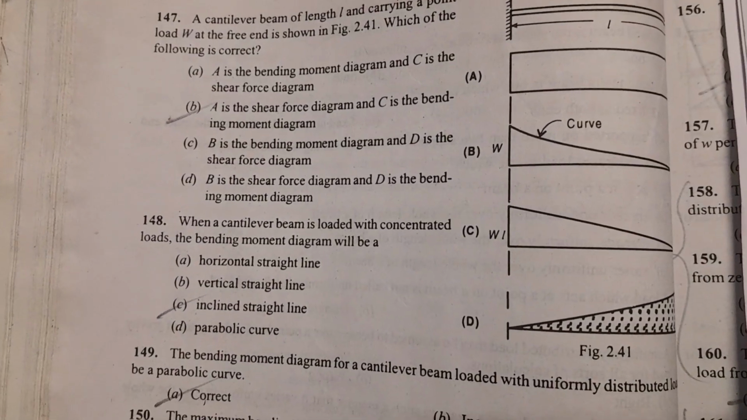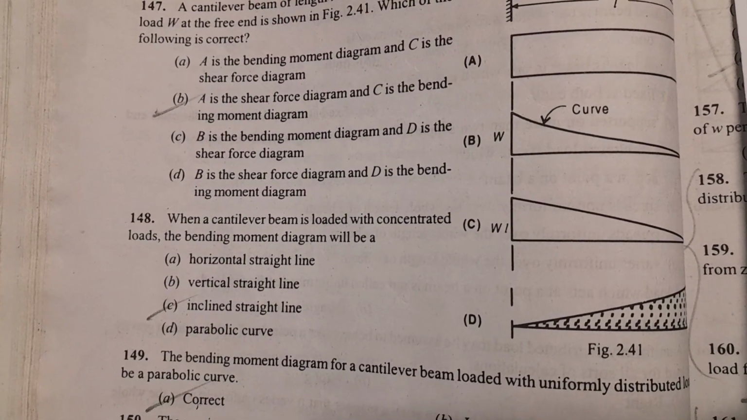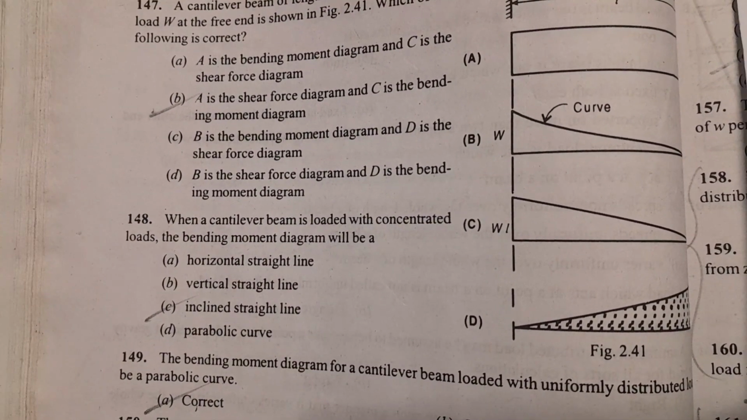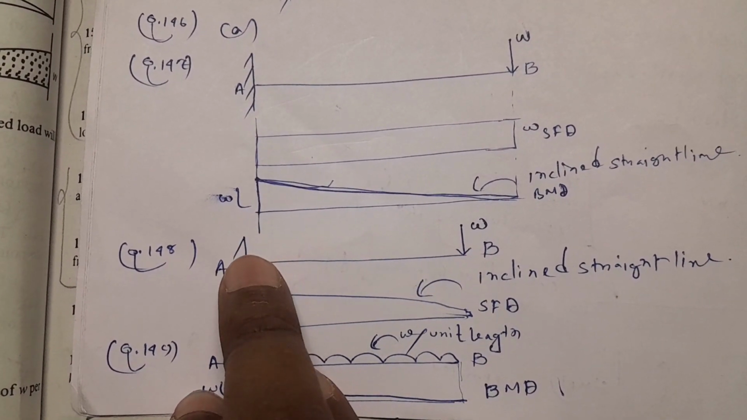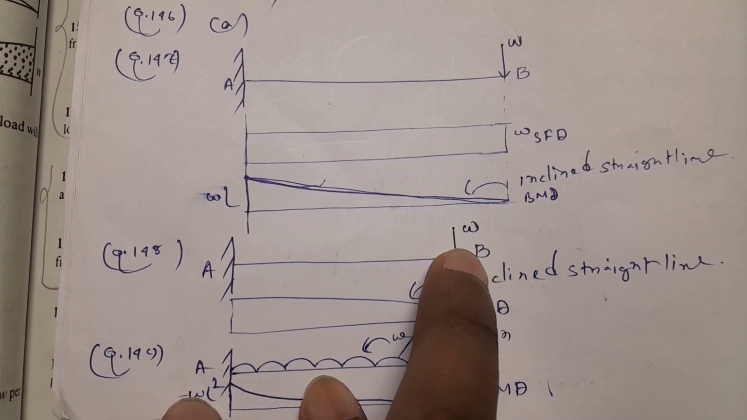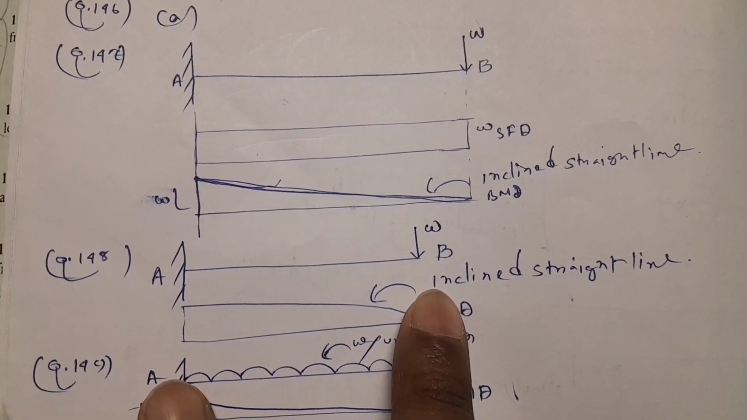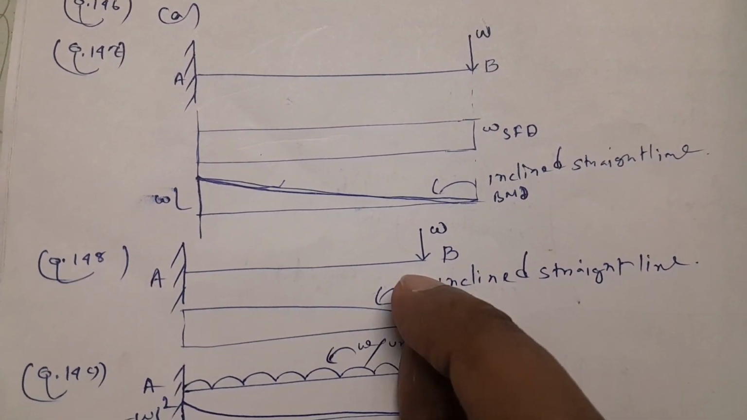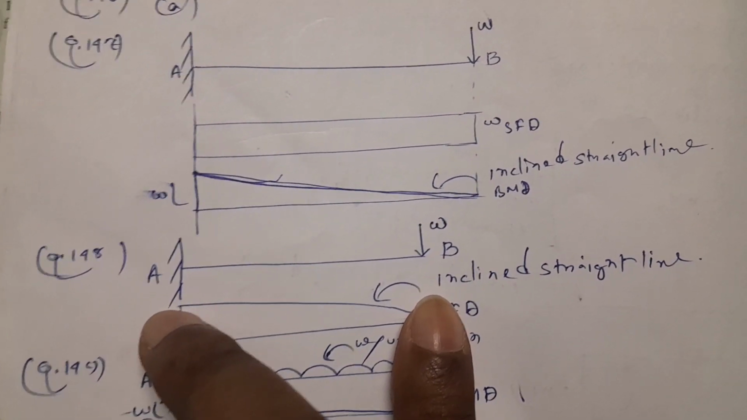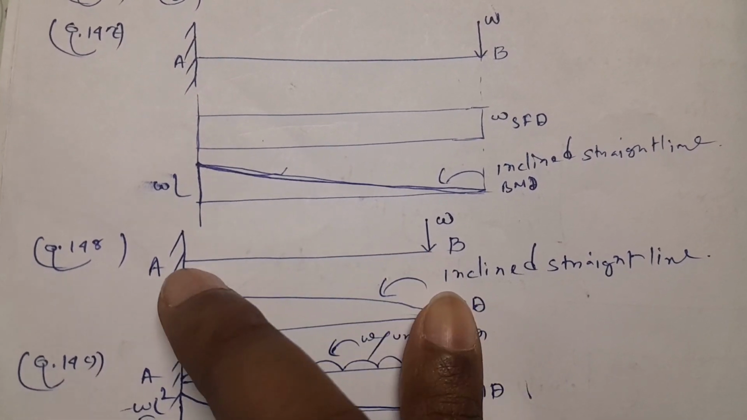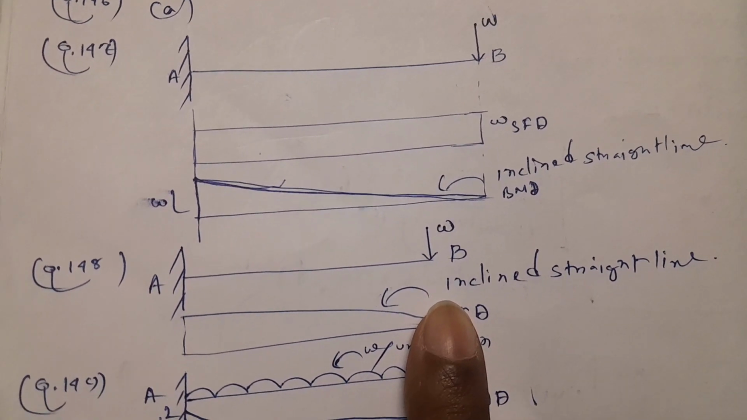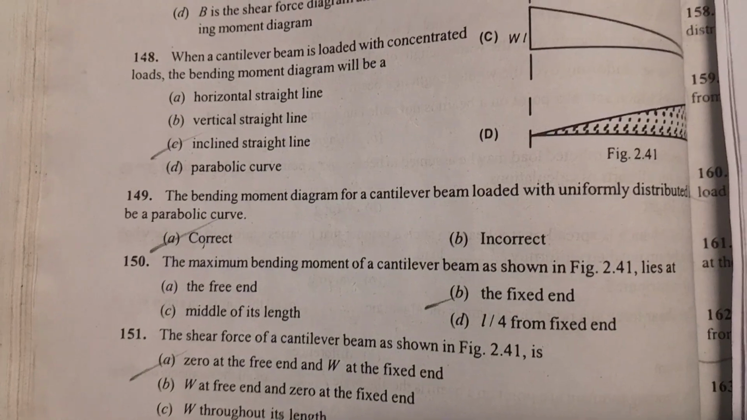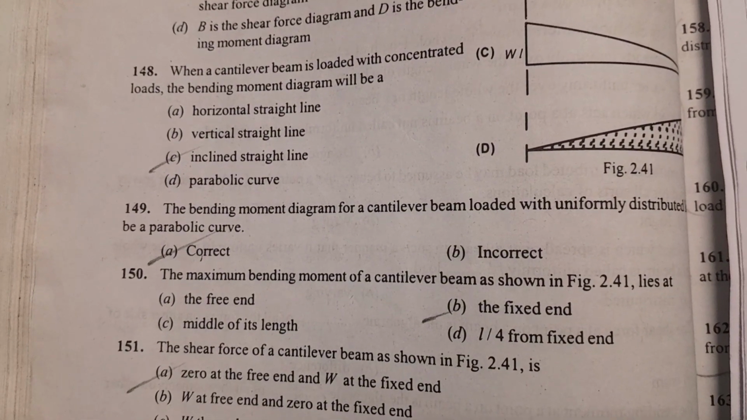Next question 148. When a cantilever beam is loaded with concentrated loads, the bending moment diagram will be, this is a cantilever beam AB, fixed at one end, the other end free, and point load W at the free end. The bending moment diagram, we know, is an inclined straight line, 0 at this end and maximum WL at this end, where the length of this beam is L. So the bending moment diagram will be an inclined straight line over the baseline. So for question 148, option C is the correct answer, inclined straight line.